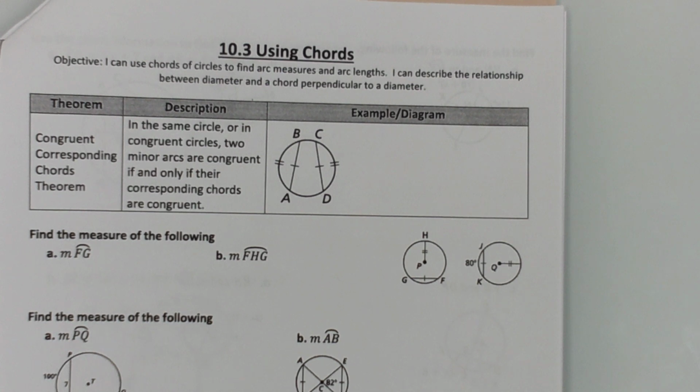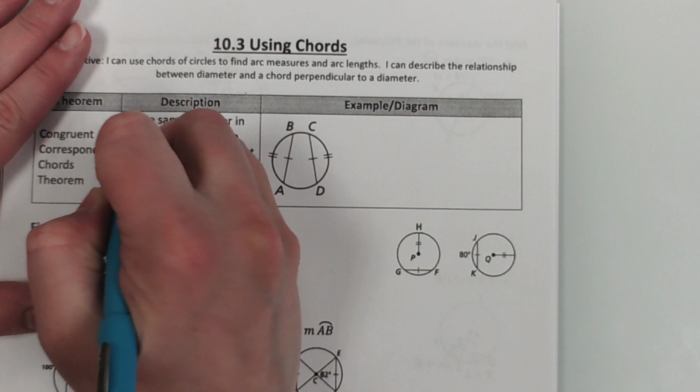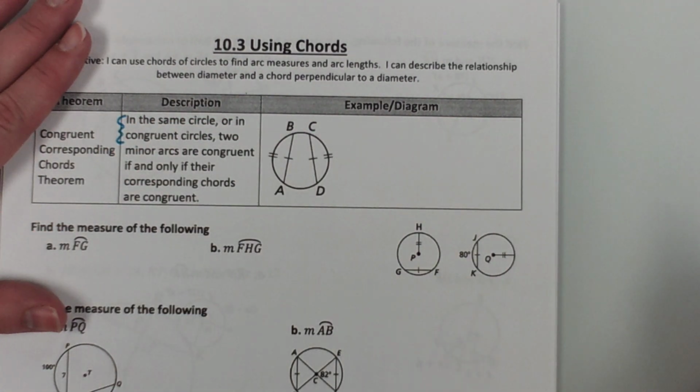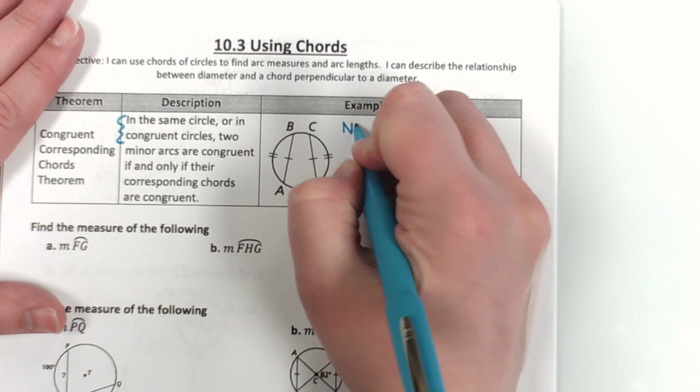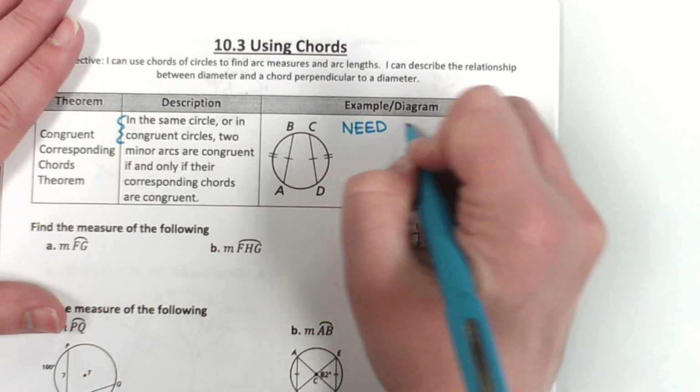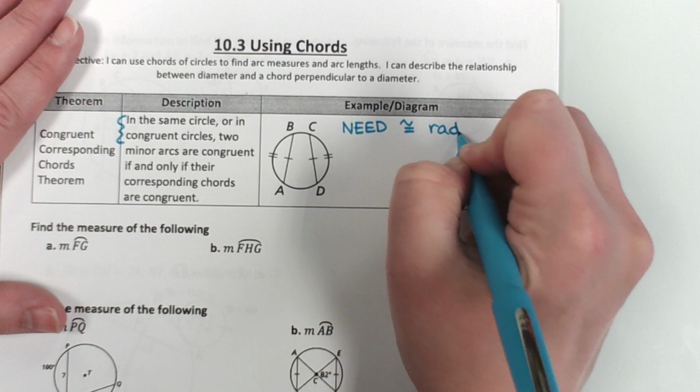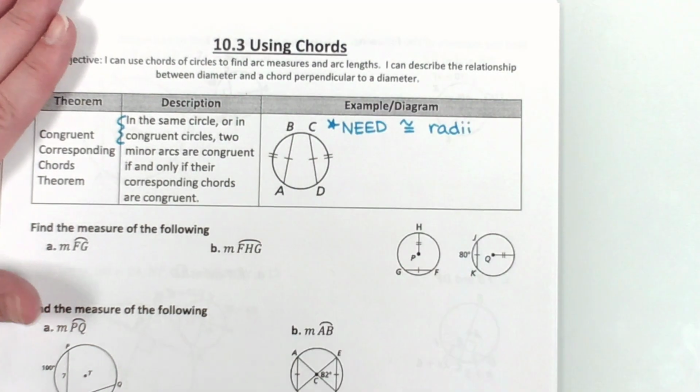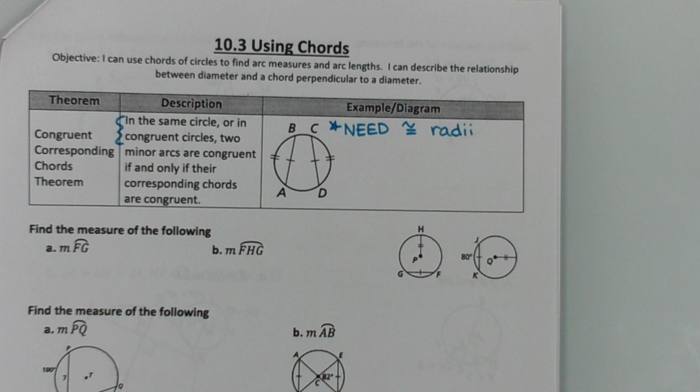Yes. And it's the segment between them. So, the congruent corresponding chords theorem states that in the same circle or in congruent circles, in other words, when we're talking about congruent chords, this is one of the ones where we need congruent radii. They can be in the same circle and have the congruent radii easily, or they can be in separate circles and have congruent radii. But in circles that are congruent, two minor arcs are congruent if and only if the corresponding chords are congruent.